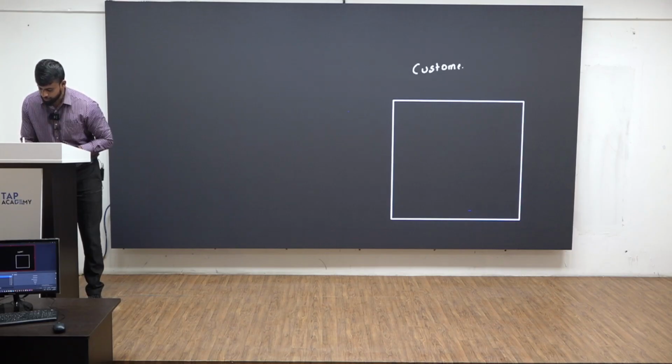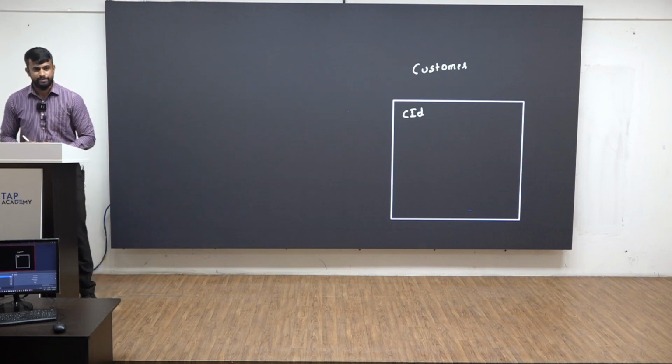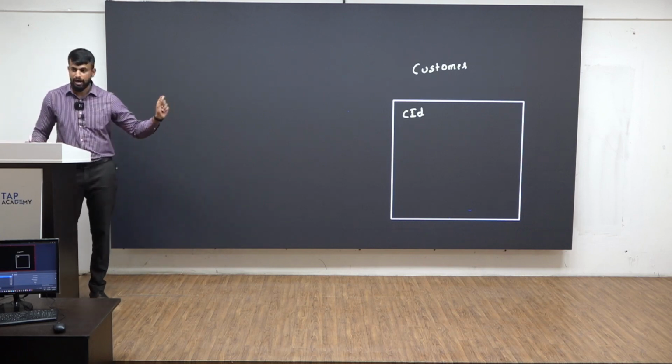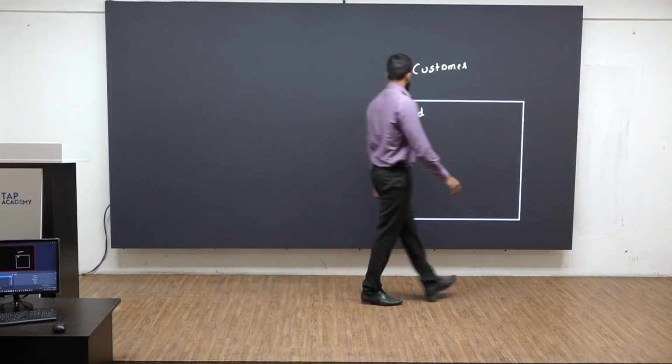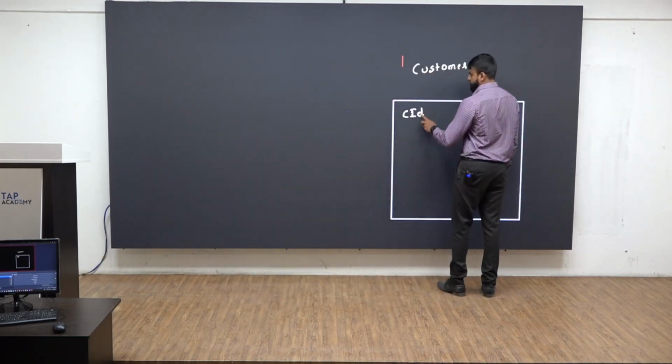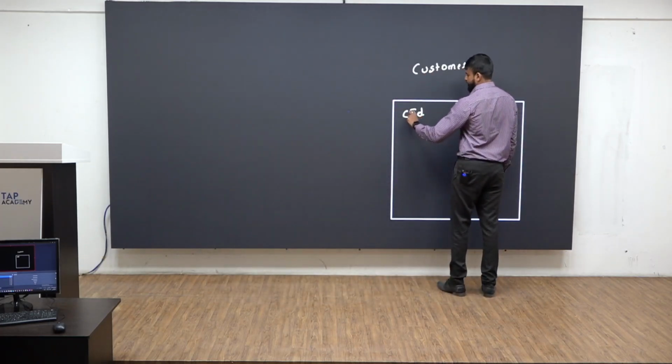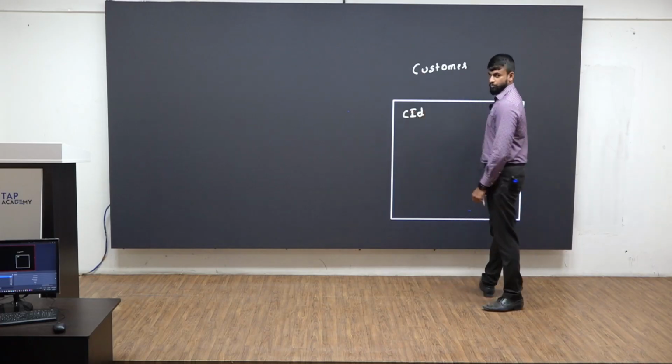Customer object I want to create. Inside this I have some very important variables. What is that, sir? If you ask me, CID. What is that? Customer ID. See, before that I just want to ask you why I'm writing CID in this fashion. C small, I capital, D small. Why?